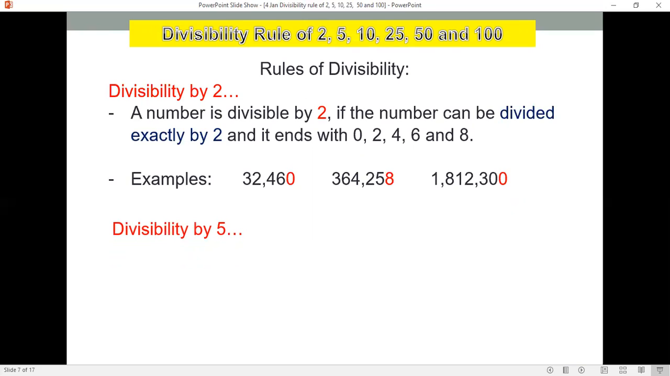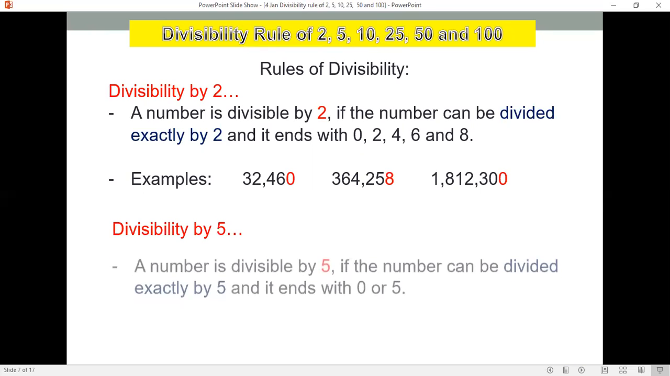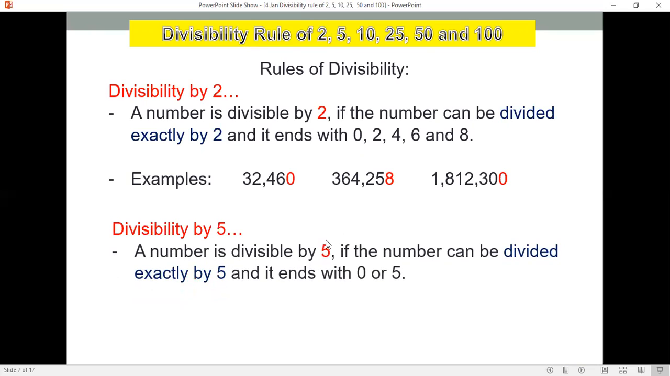Divisibility by 5. If you know how to skip count by 5, then all those multiples of 5 are divisible by 5. So, a number is divisible by 5 if the number can be divided exactly by 5 and it ends with 0 or 5. So, all numbers that end with 0 or 5 are divisible by 5. All right? Or meaning multiples of 5. You know your multiples of 5.